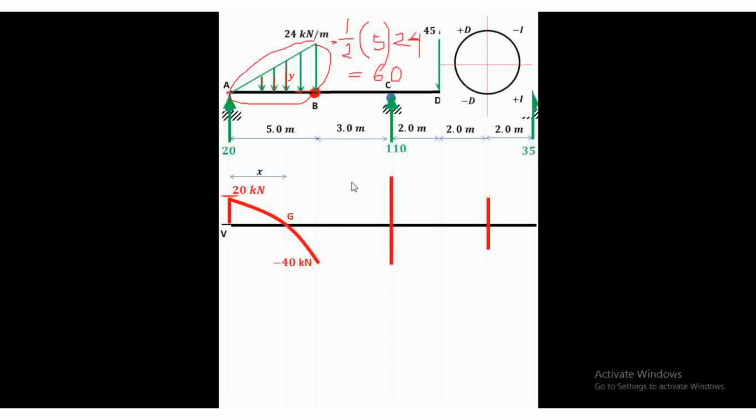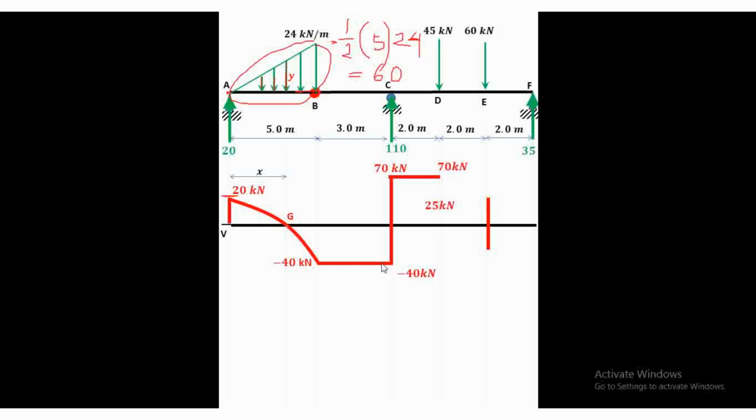Next, walang load from B to C. So, kapag walang load, again, just draw a straight line. Then, dito ngayon, kay C, nag-end ako kay negative 40, may pataas na 110. So, negative 40 plus 110 is equal to 70 kilonewtons. Okay? Next, from C to D, walang load ulit. Again, straight line. Then, nag-end ako kay 70. At point D, may pababa na 45. So, 70 minus 45 is 25.